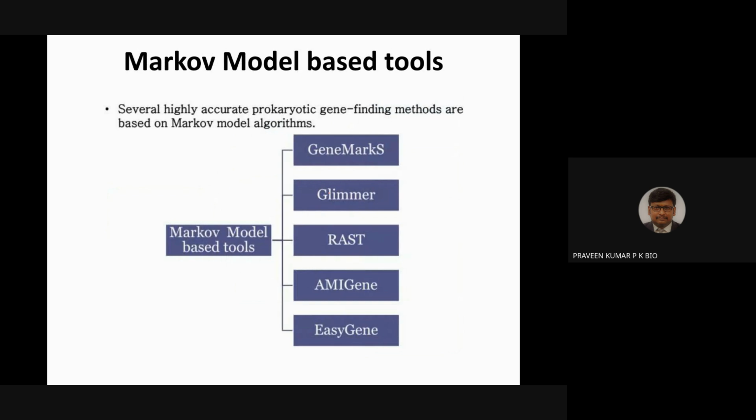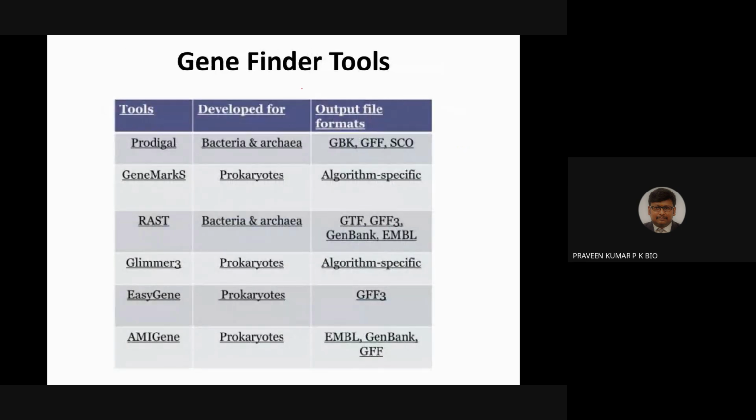What are the Markov model based tools available? Markov model based, we can go with GeneMark S, Glimmer, RAST, AMIGene, EcoGene. These are the prokaryotic gene finding methods available, which are developed under Markov model algorithms. In Google, if you type GeneMark or Glimmer, it takes you to that website where you can go and predict the gene information.